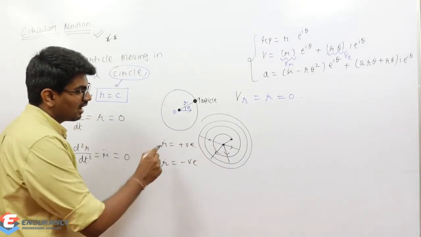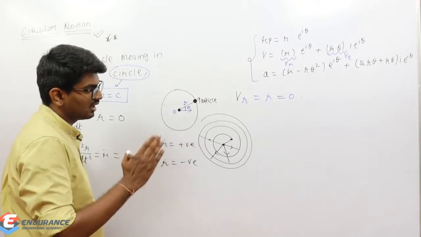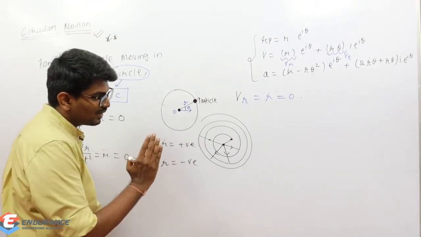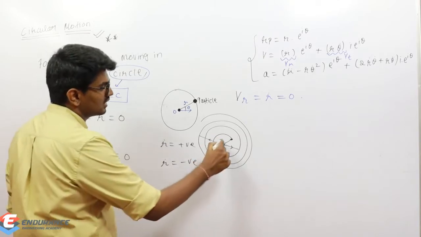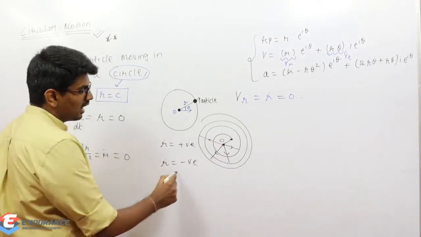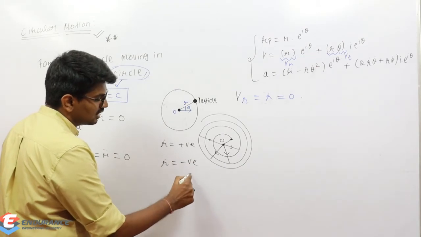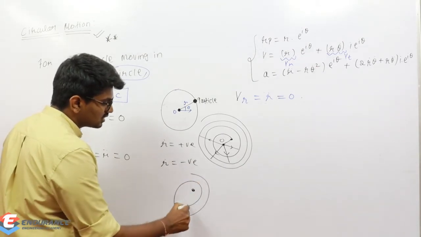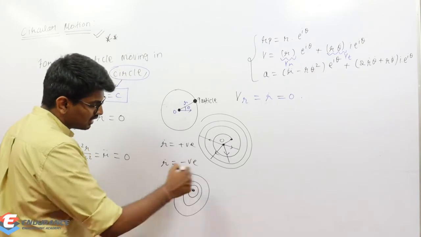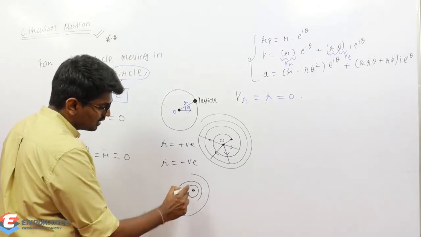So when r dot is positive, the particle will be moving away from the origin. Okay, this is the origin. But when r dot is negative, suppose this is the origin, then the particle will be moving towards the origin. It has to be circular. I'm not drawing it perfectly.